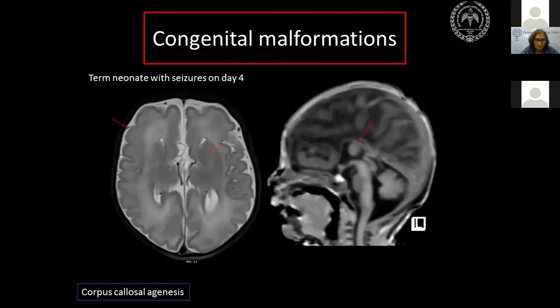Now, some congenital malformations, especially the major ones, can present with neonatal encephalopathy, and we need to be aware of that. Again, MR has an important role in detecting and confirming these findings, which may be just a suspicion on a screening ultrasound. So this was a term neonate with seizures on day 4, and MR was performed, which showed corpus callosal agenesis with abnormal sulcation and dysmorphic basal ganglia.